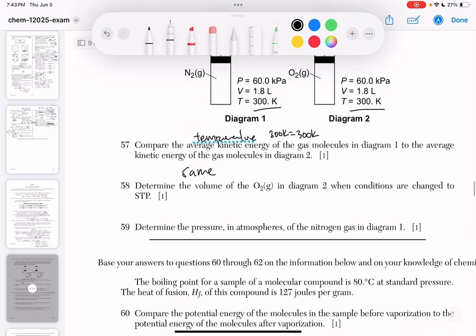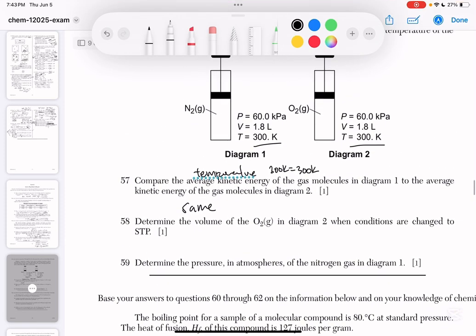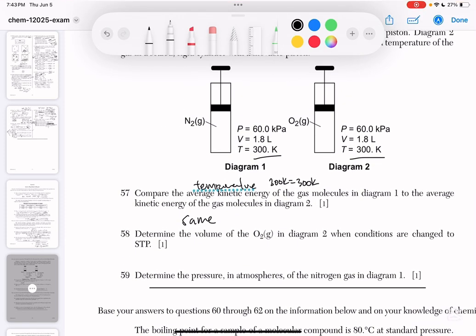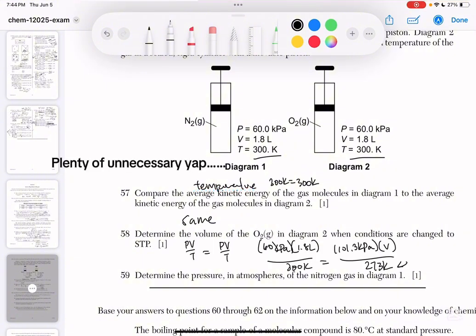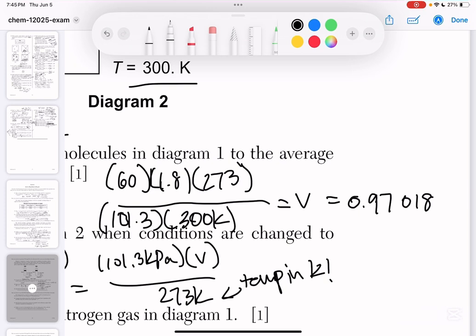Determine the volume of O2 when conditions are changed to STP. Okay, so this one we would use the combined gas law. I'll probably just keep that at 0.97.